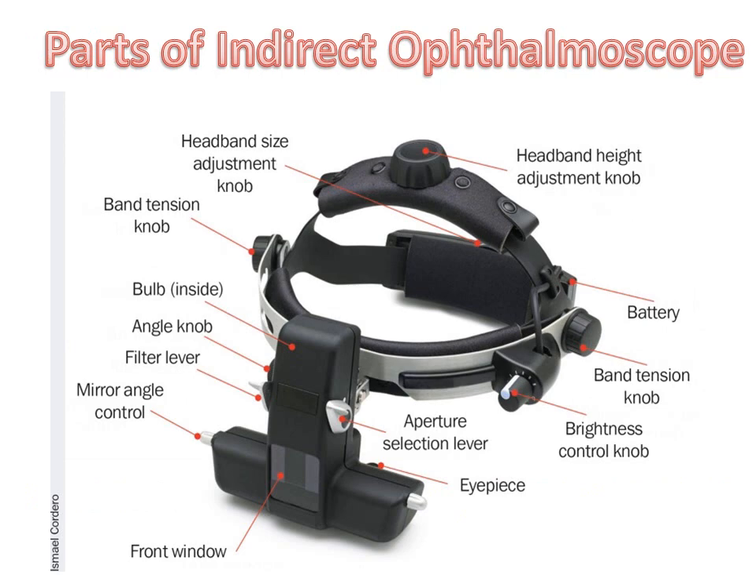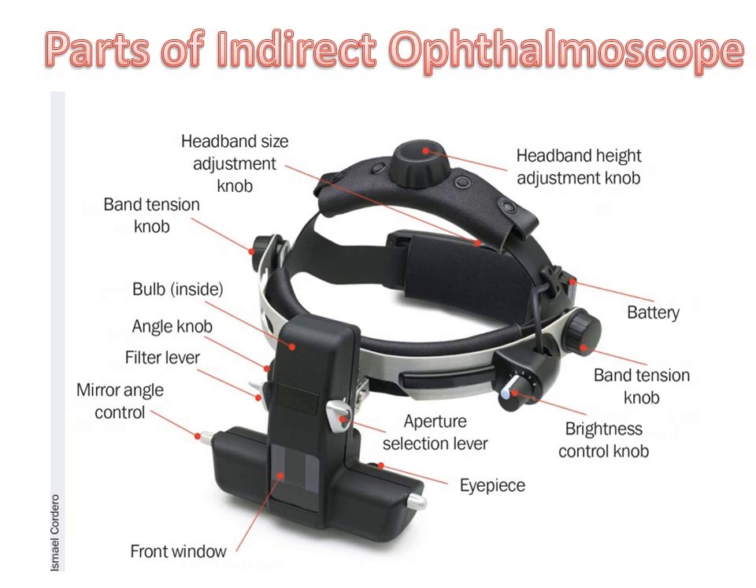These are the parts of the indirect ophthalmoscope which you have to know. First, you have the headband height adjustment knob, which will help you to adjust the height of the headband. Next, you have a battery. Some equipments may not have a battery; it may be a direct connection to the AC power, but here we have a battery backup which will last for about a few hours. Headband size adjustment knob is also there.